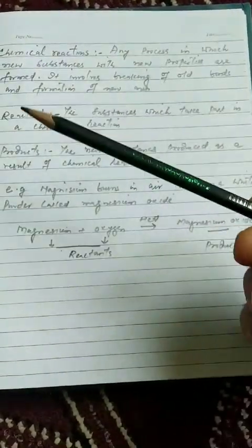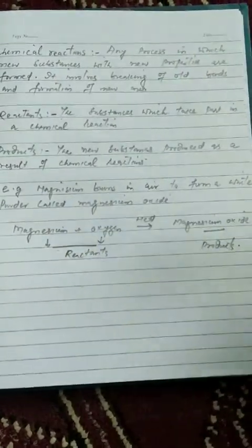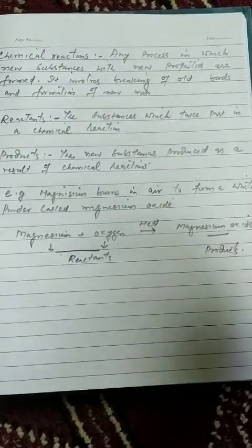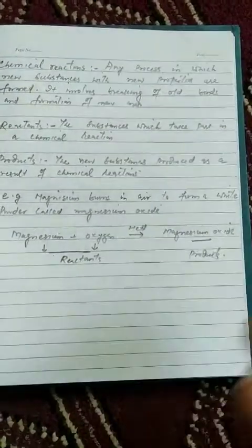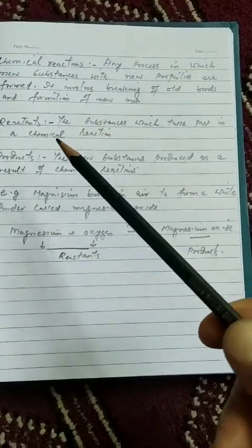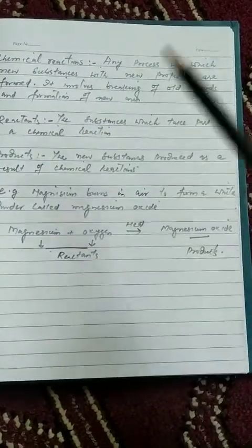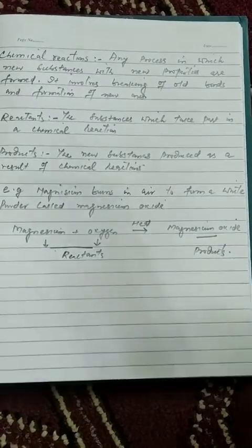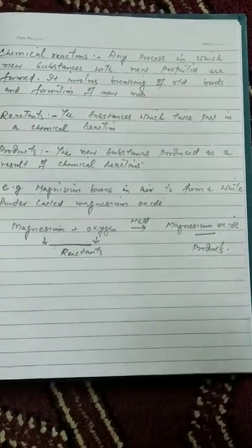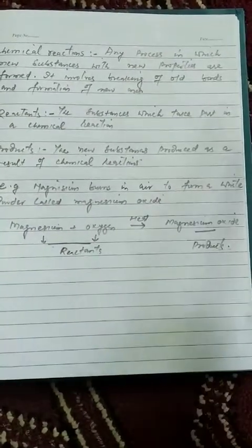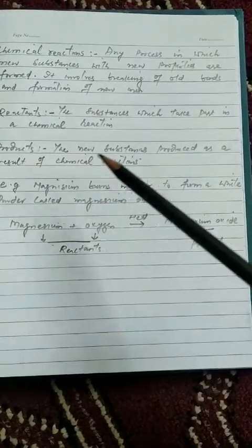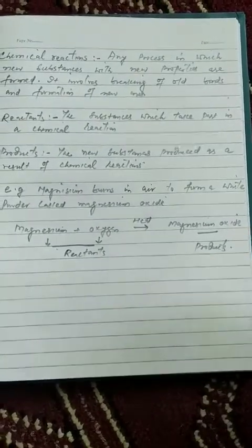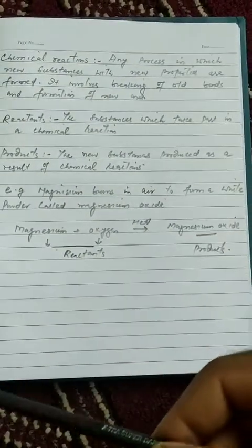When we start the chemical reaction, in order to understand this topic in a broad spectrum, we need to understand the reactant and the product side. So first, what are the reactants? We simply say the substances which take part in a chemical reaction are called reactants, and the new substances which are produced as a result of chemical reactions are called products. Again, what are products? The new substances produced as a result of chemical reactions are called products.